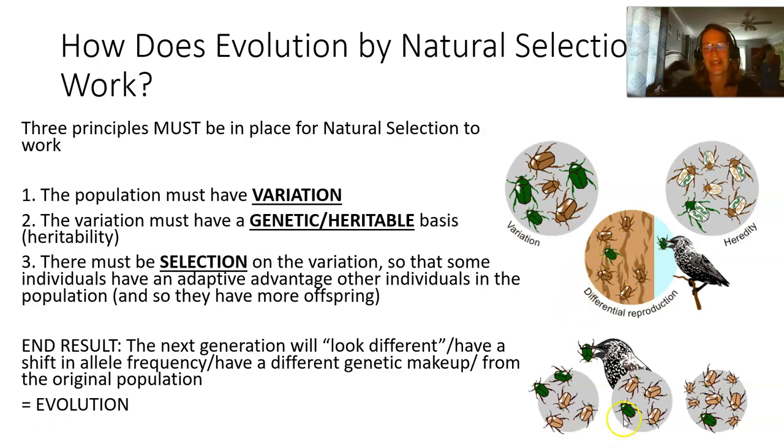So then the end result is going to be evolution. The next generation will look different from the original generation or the original population. So here we have the original population with green beetles and tan beetles. After selection occurs, a lot of the green beetles get eaten, and the resulting population has a lot fewer green beetles than tan ones.